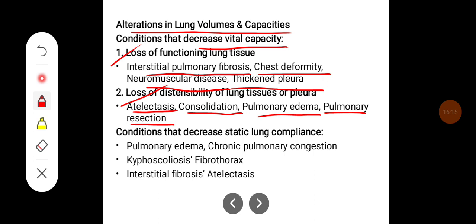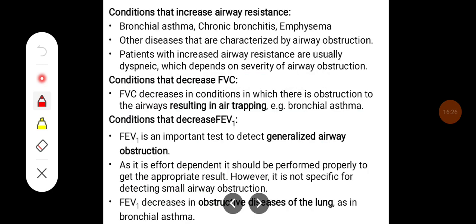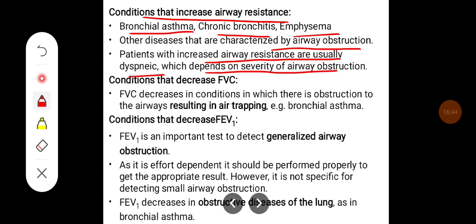The conditions that decrease static lung compliance are pulmonary edema, chronic pulmonary congestion, kyphoscoliosis, fibrothorax, interstitial fibrosis, and atelectasis. The conditions that increase airway resistance are bronchial asthma, chronic bronchitis, emphysema, and other diseases that are characterized by airway obstruction. The patients with increased airway resistance are usually dyspneic, which depends on the severity of the airway obstruction.